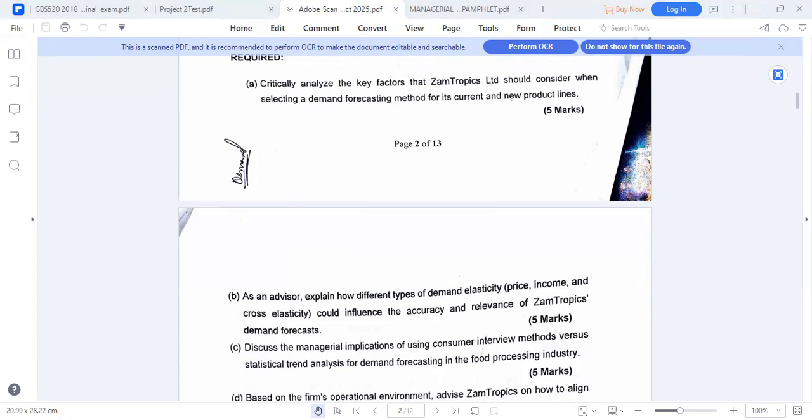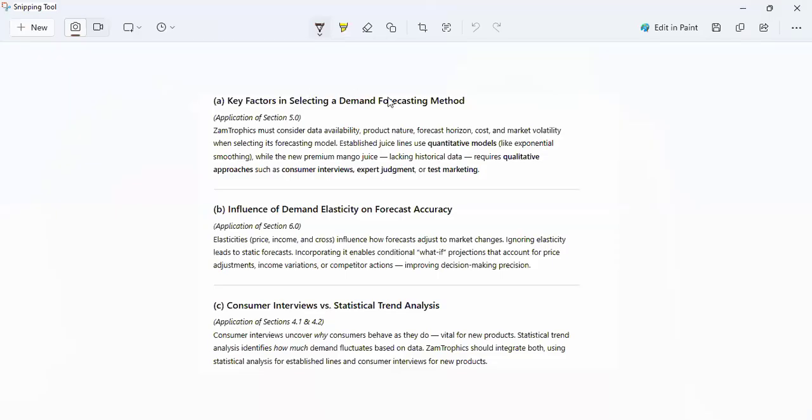So let's just go to the pamphlet quickly. Those that have the pamphlet can go to page 15. The pamphlet has simplified notes that will help you understand every concept we are discussing here. So part A, the key factors that are embedded in selecting an appropriate demand forecast. It must consider the availability of data, the nature of the product, the forecast horizon in terms of time, the cost, and market availability.